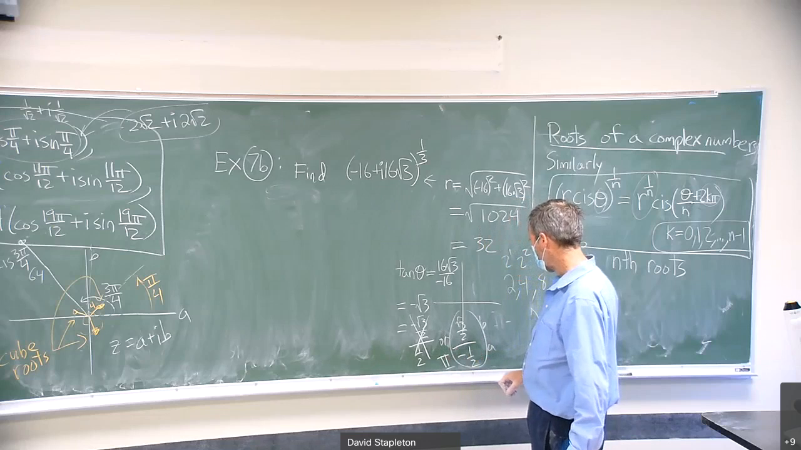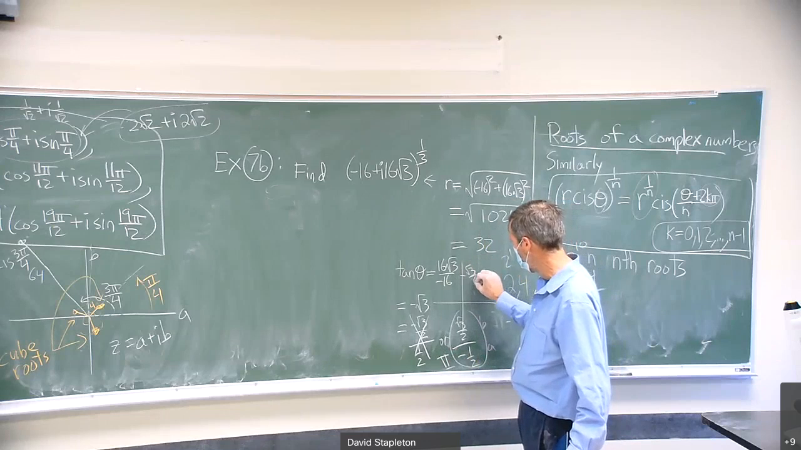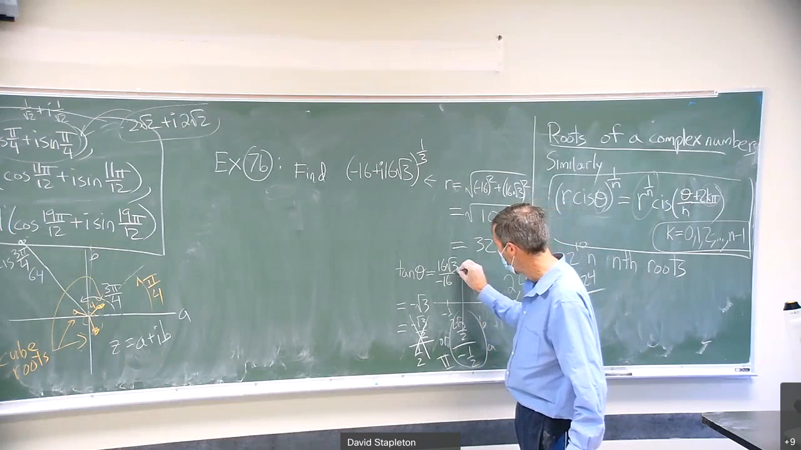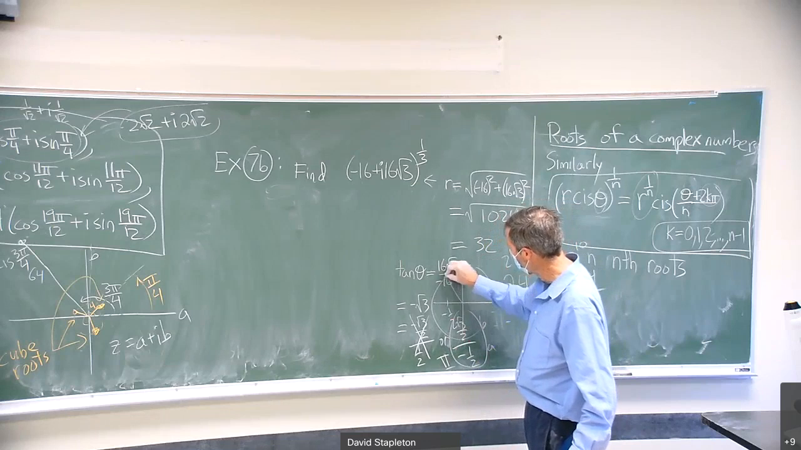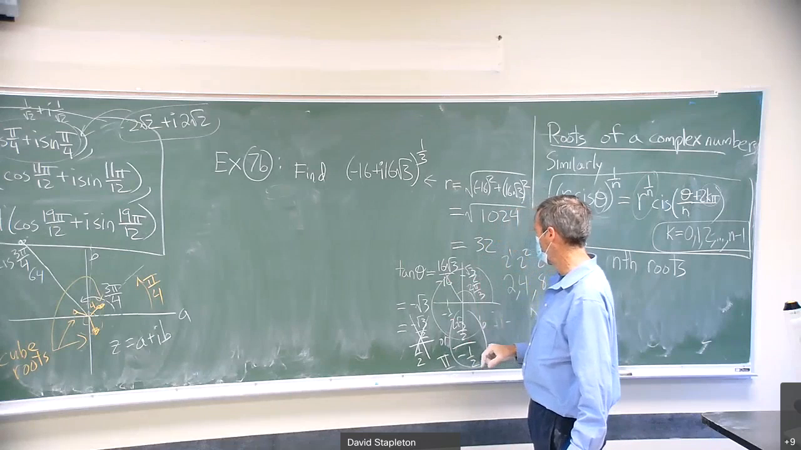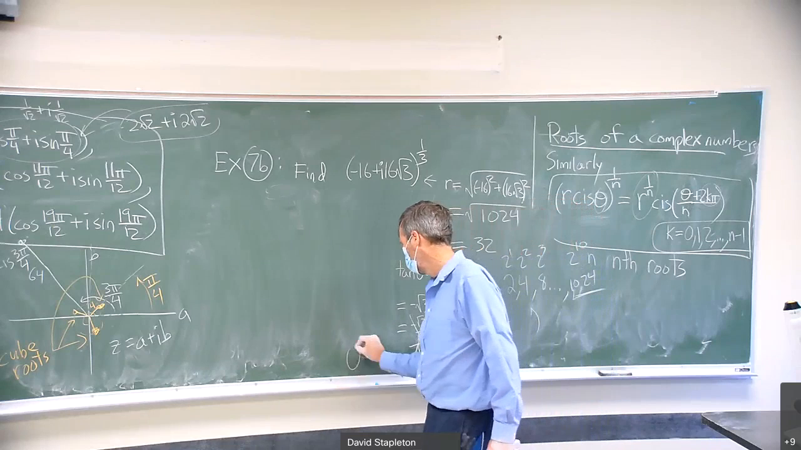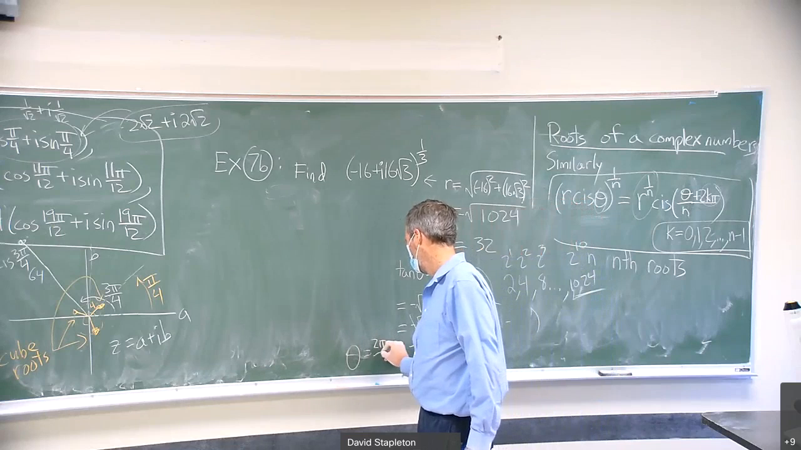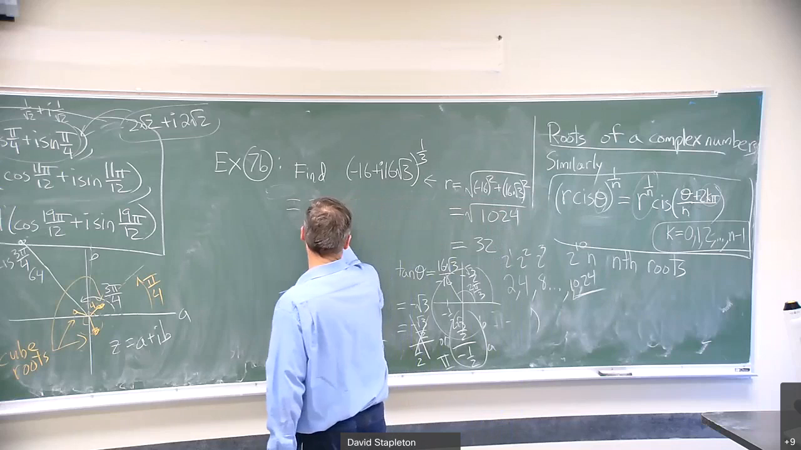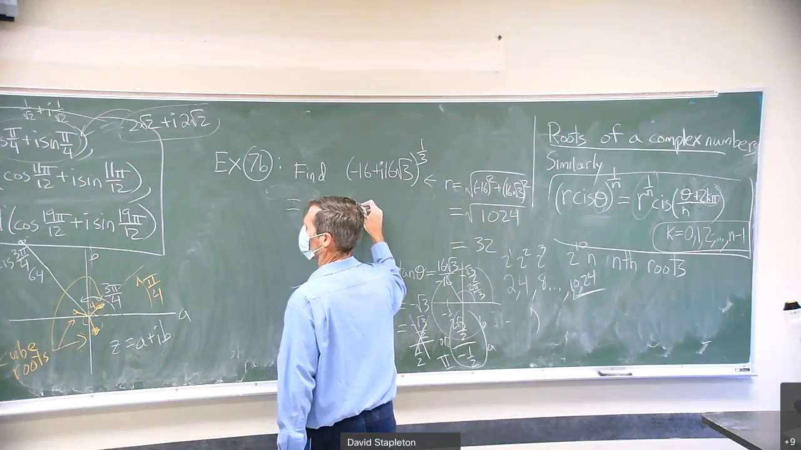And now if Y is square root 3 over 2 on the unit circle, and X is minus a half on the unit circle, what we have is a point like that that's at 2 pi over 3. So evidently the angle is 2 pi over 3, and the radius is 32. So I'll rewrite this as 32 cosine plus I sine of 2 pi over 3.